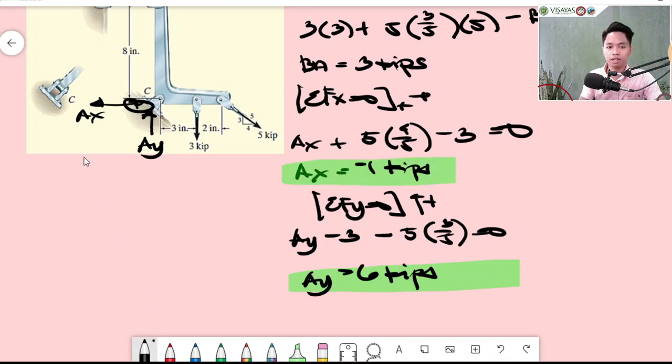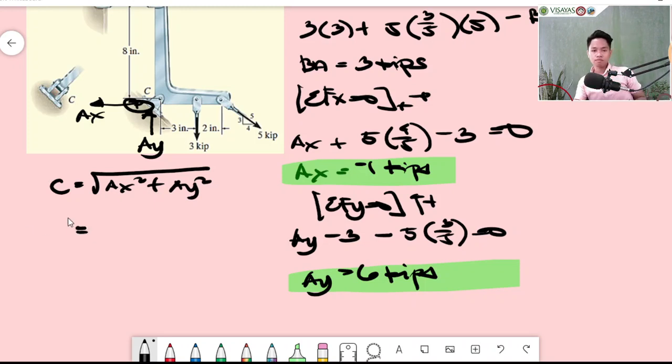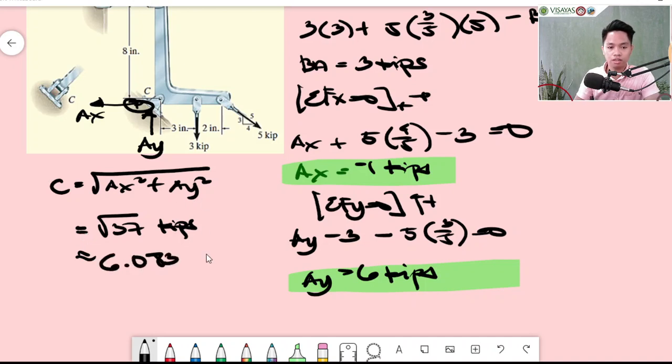Therefore, what is our resultant reaction at C? Your resultant reaction at C is equal to the square root of AX squared plus AY squared. Therefore, what is our C? The square root of 1 squared plus 6 squared. That is equal to the square root of 37 kips, or approximately 6.083 kips.